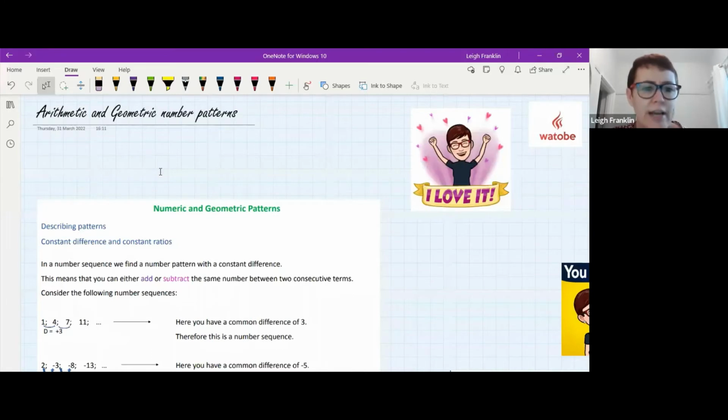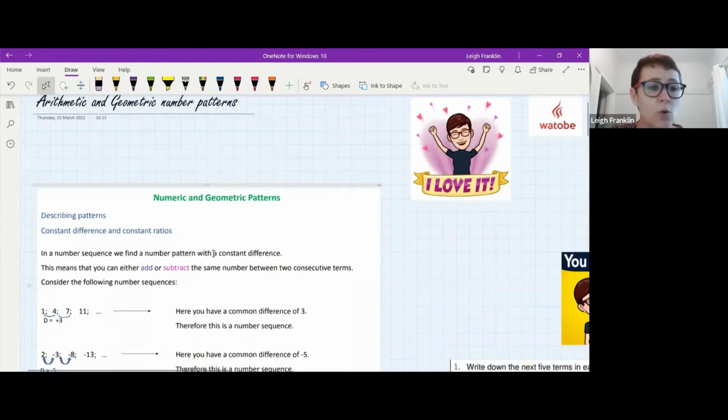What we're going to do today is look at the difference between arithmetic and geometric number patterns, and then we're going to look at some number patterns together and see how we would find what the next term is, whether we are adding or subtracting, or whether we are multiplying or dividing.